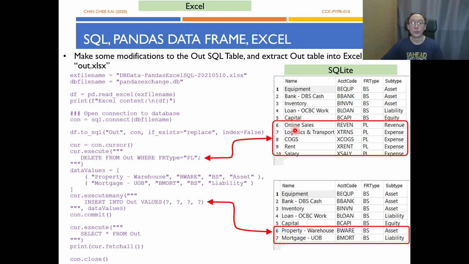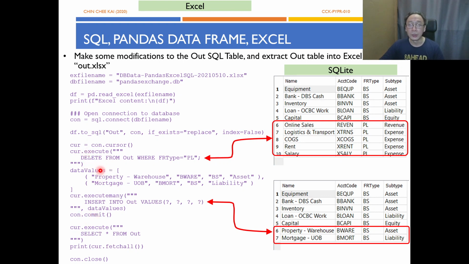What we want is to store the Excel data. First of all, use it to initialize the SQL and call this table out. Then we want to use SQL commands to modify it a bit. For the sake of simplicity, I just delete some lines where the FR is P&L, so we'll be left with only balance sheet account codes, only the BS codes, no more PL. So we execute this delete. All right, we delete it. We haven't committed, but we're going to insert a couple more before we commit.